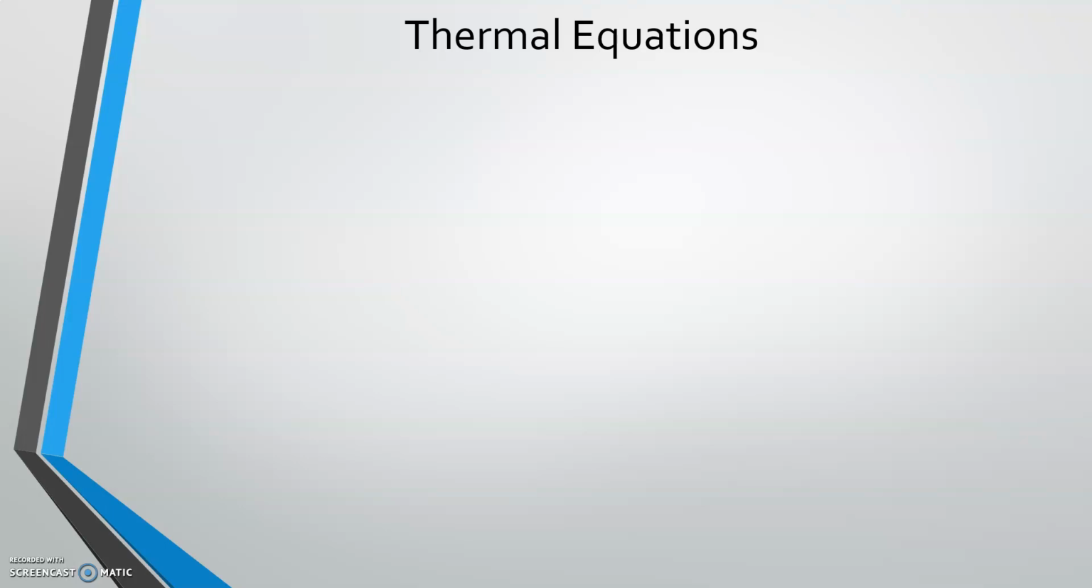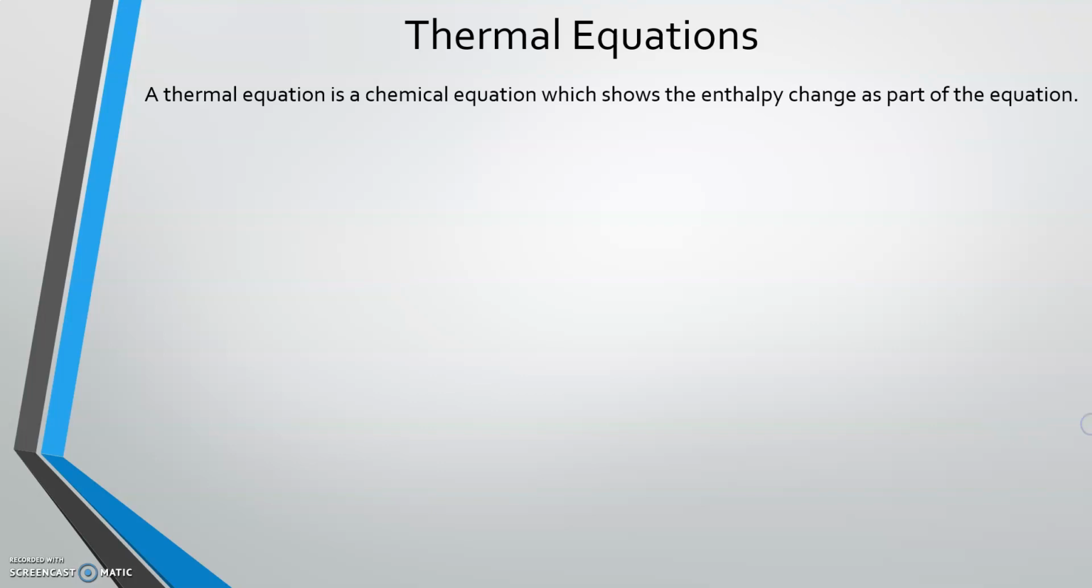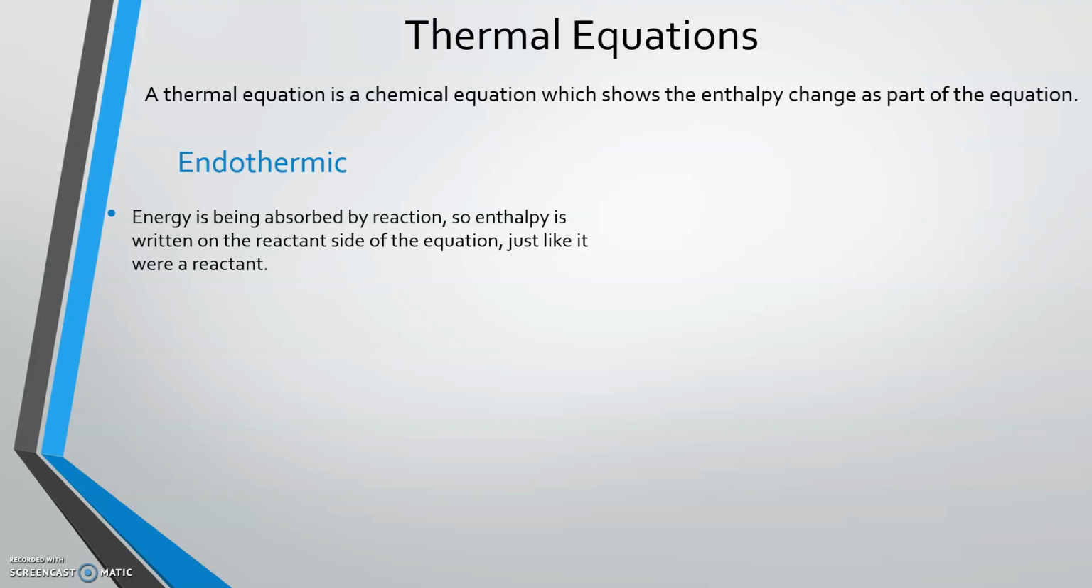All right, the last thing we want to do is take a look at something called a thermal equation. So thermal equations are really just chemical equations that show where the enthalpy change is. So the delta H becomes part of the equation. So I'm going to use the two reactions that we watched the videos on. So the endothermic reaction, the energy is being absorbed by the reaction. So the enthalpy is going to be written on the reactant side, on the left side, just like it were a reactant. So here is that barium hydroxide plus ammonium chloride reaction.